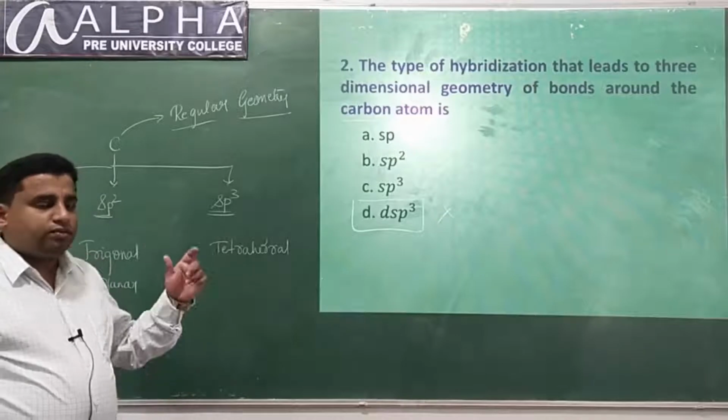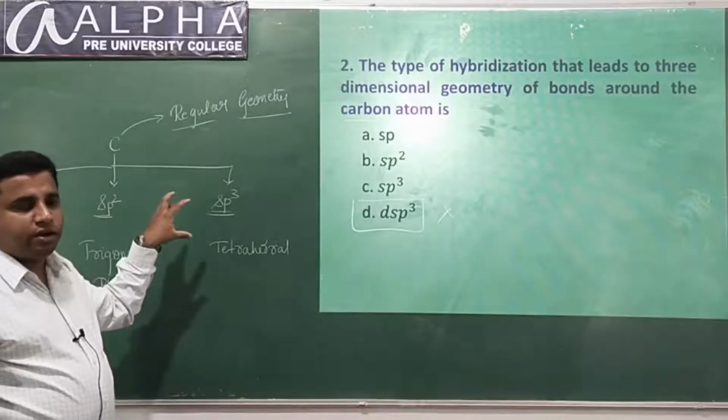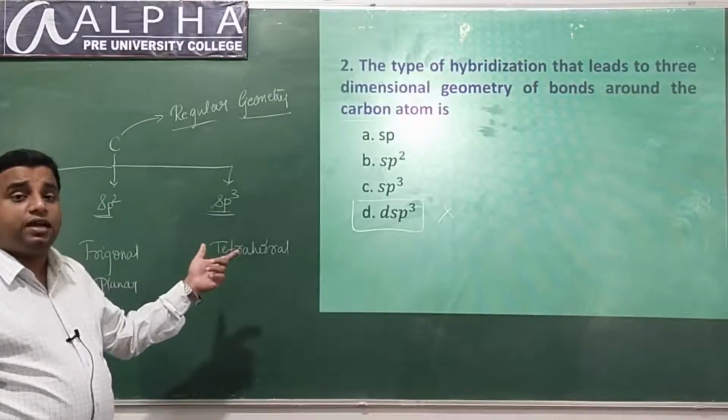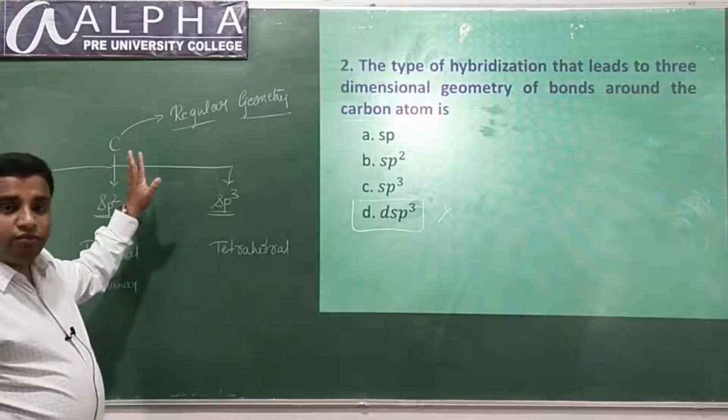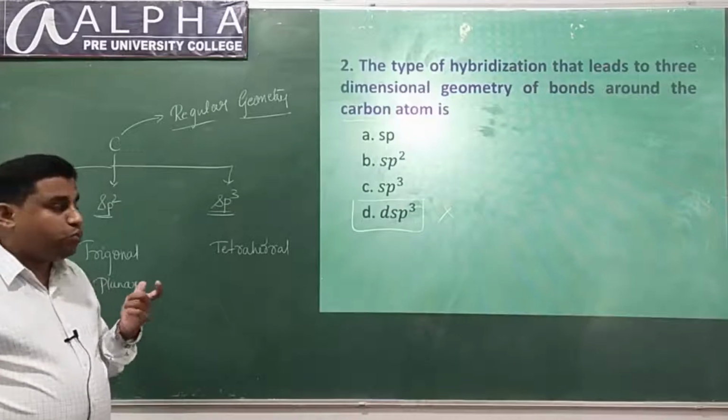If the central atom is surrounded only by bond pairs of electrons, it is regular geometry. If the central atom is surrounded by both bond pairs as well as lone pairs, then it is irregular geometry. So carbon cannot have what? Lone pairs of electrons. It can have only regular geometry, except in one case.